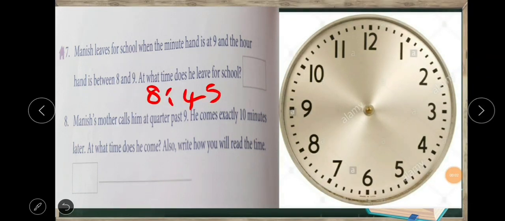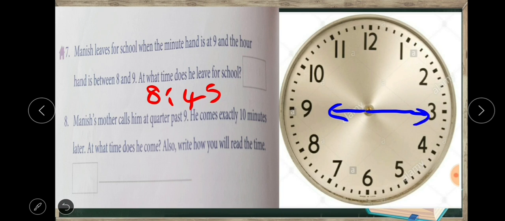The next question is: Manish's mother called him at quarter past 9. He comes exactly 10 minutes later. At what time does he come? Also write how you will read that time. Manish's mother called him at quarter past 9. Quarter past 9 means 9:15.